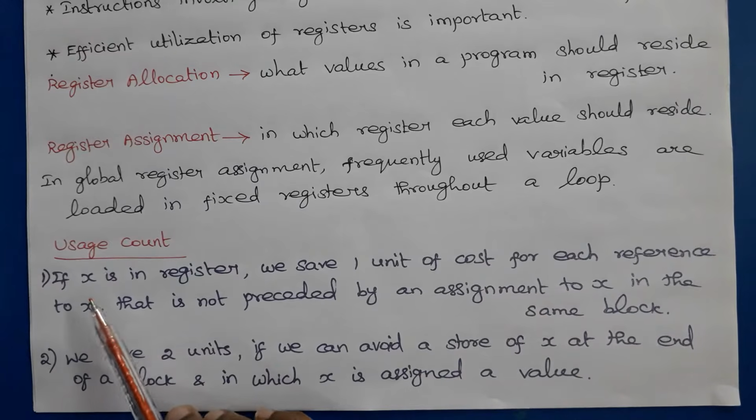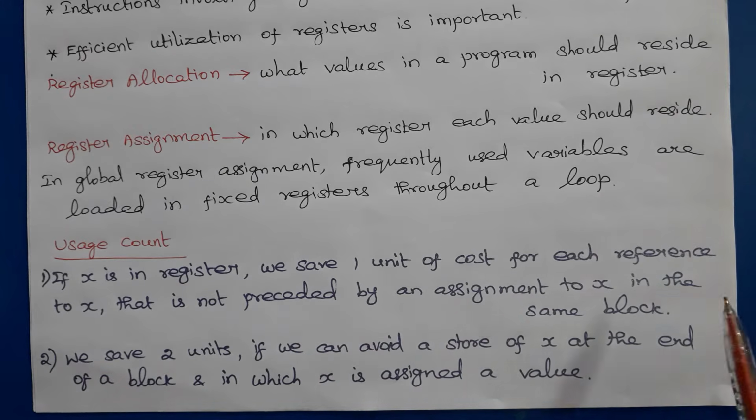Next we will see usage count in register allocation. Consider a variable x. If variable x is in a register, then we save 1 unit of cost for each reference to x that is not preceded by an assignment to x in the same block. That is, if the variable is in a register, we save 1 unit of cost for each use of x in the basic block.